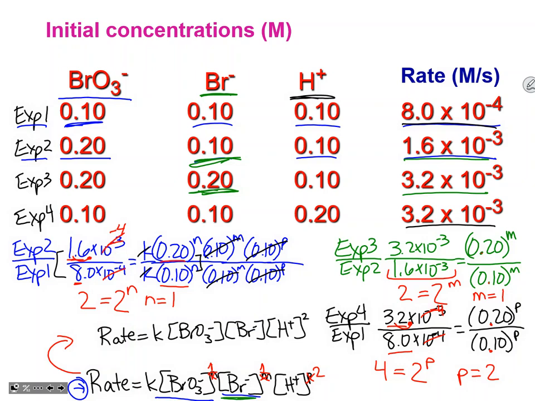Now, I know it doesn't ask for it, but what's the overall order for this entire reaction? How do we figure that out again? What's the overall order for this reaction? Because we're going to need that actually later in just a second. It's 4, good. Because all you have to do is add the 1 plus the 1 plus the 2. So this is an overall order of 4. Very good. So far so good.